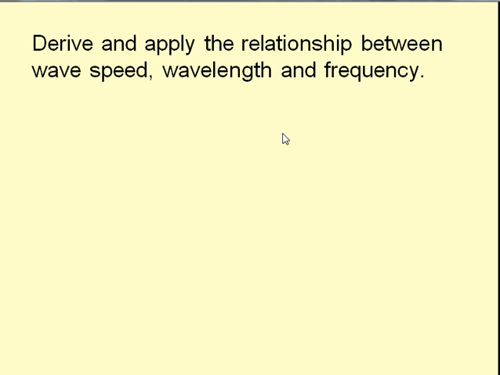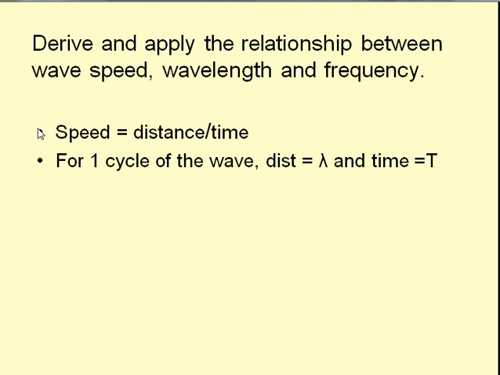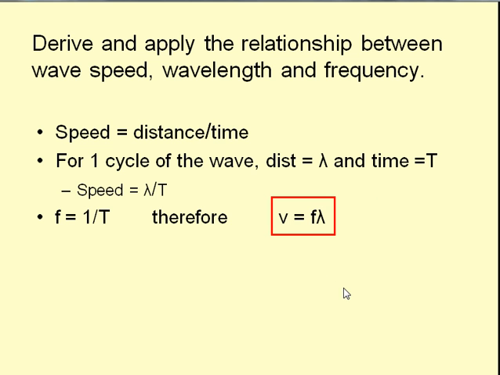So let's derive the relationship between wave speed and wavelength and frequency. We know speed is distance over time, and for one cycle, the time is a period, T. The distance it travels is a wavelength. So we can say the speed is a wavelength divided by the period. Well, frequency is 1 over the period, so velocity is frequency times wavelength, and that deserves a box, and there it is.